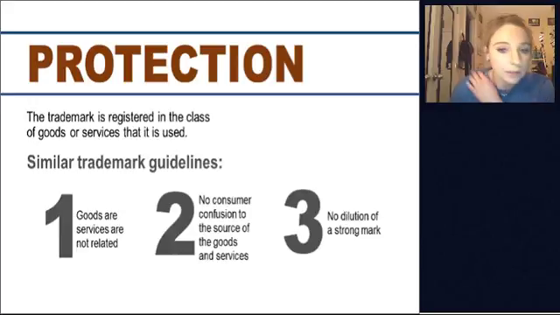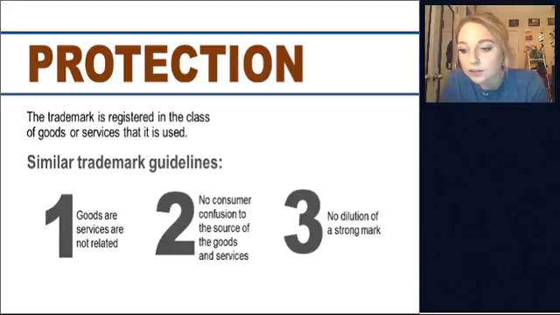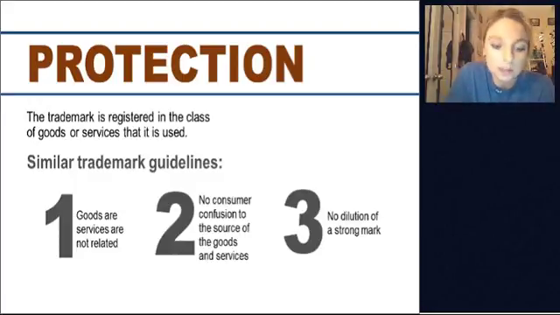So the trademark is registered in the class of goods or services that it is used, and it can be federally registered if it is used in interstate commerce. It's possible for owners to have similar trademarks as long as, 1, goods and services are not related, 2, no consumer confusion to the source of goods, and 3, no dilution of a strong mark.